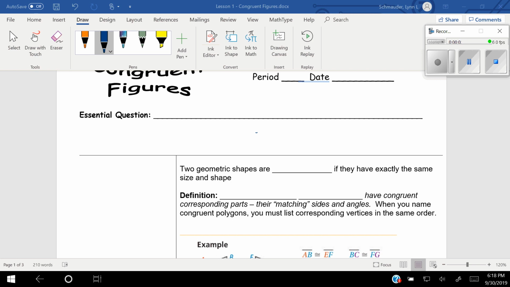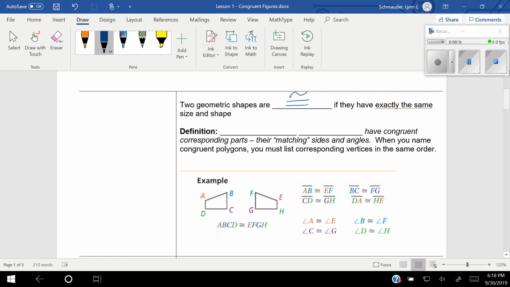Today's lesson is on congruent figures, and pretty soon here we'll be dealing almost exclusively with triangles, but we'll start more generically talking about congruent figures. What are congruent figures? They're two figures that are exactly the same size and shape. So two geometric shapes are congruent, and I'm just going to use the congruent symbol there to speed things up. So we got a definition here.